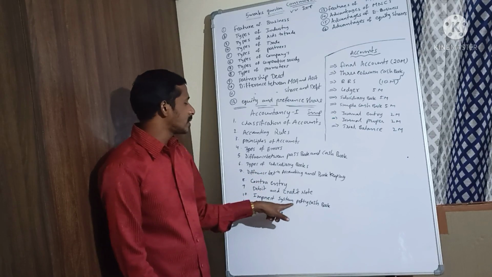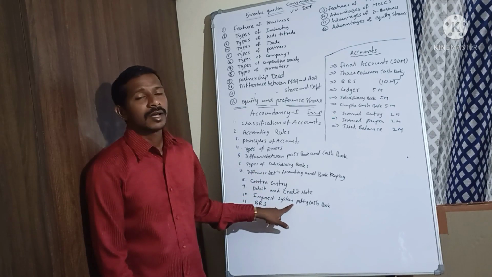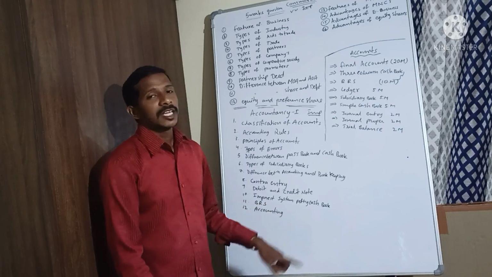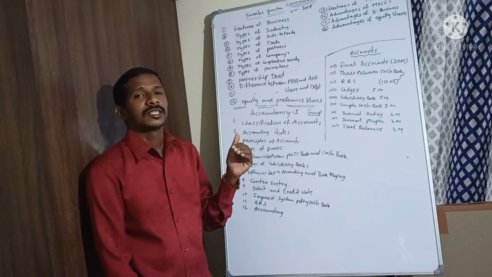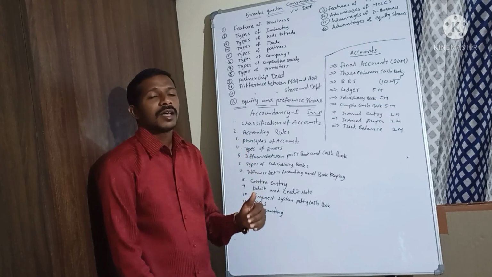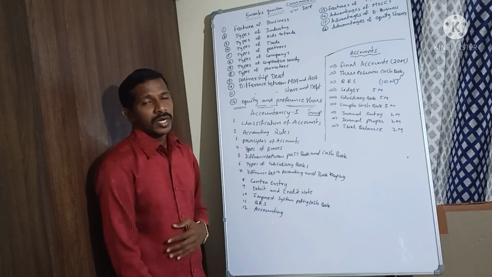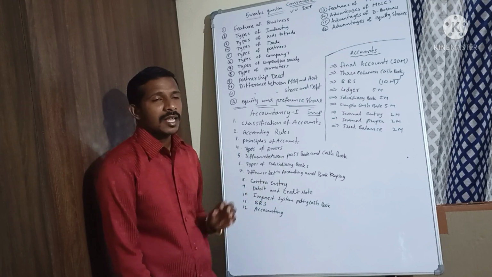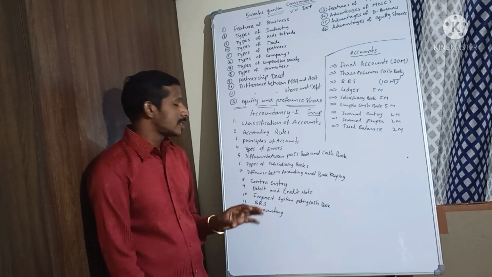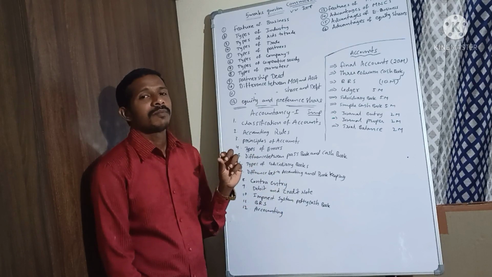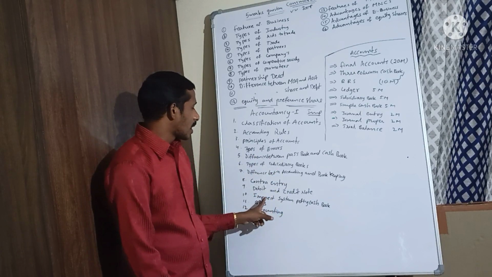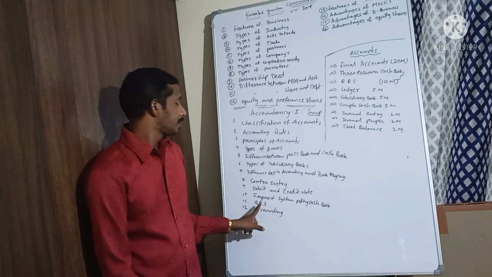Tenth one, imprest system. Imprest system comes under the petty cash book. In the imprest system, the main cashier will give money to the sub cashier. The sub cashier will pay whatever small petty expenses are there, and will prepare this petty cash book. We are calling it the imprest system.